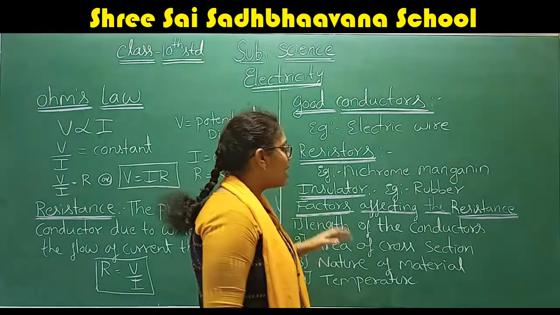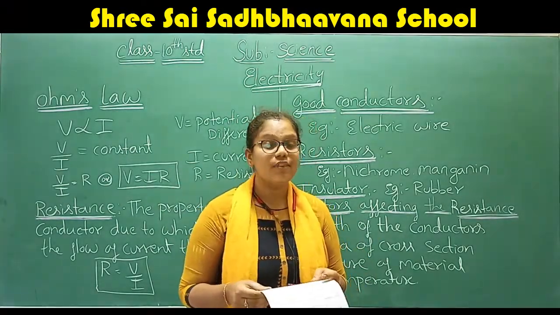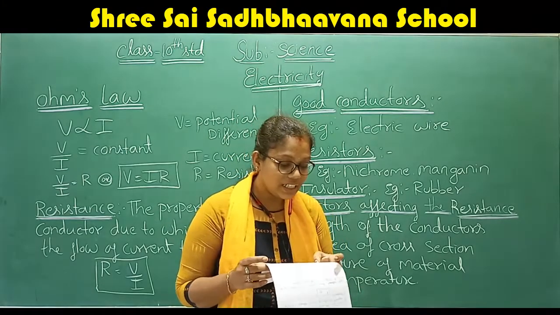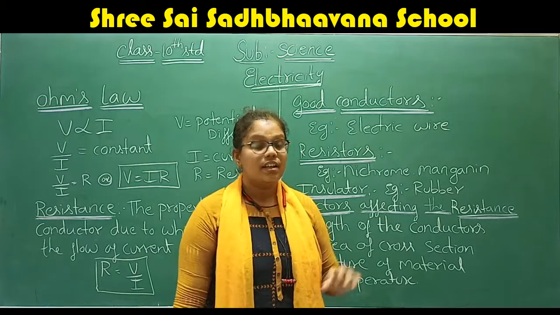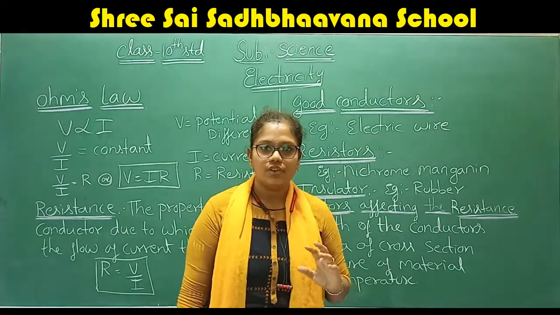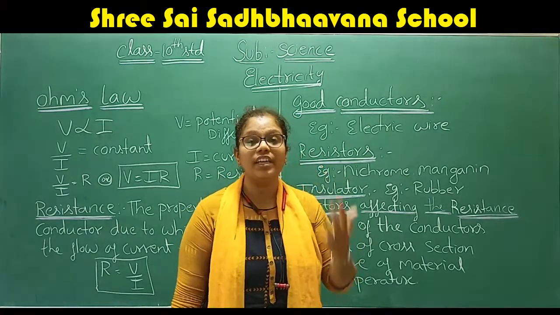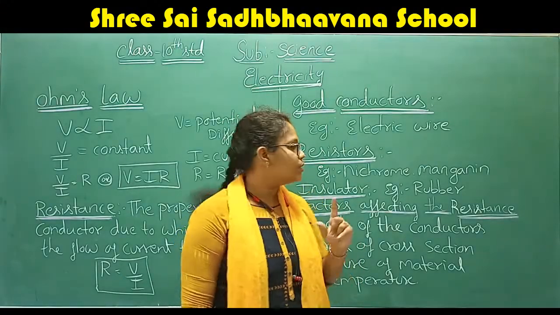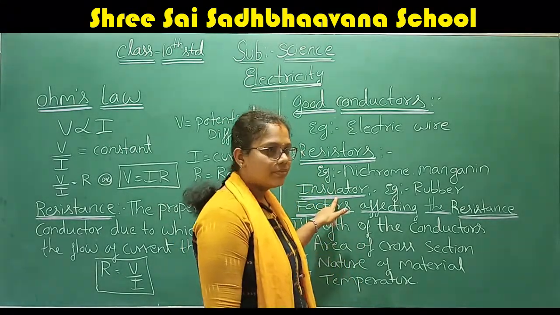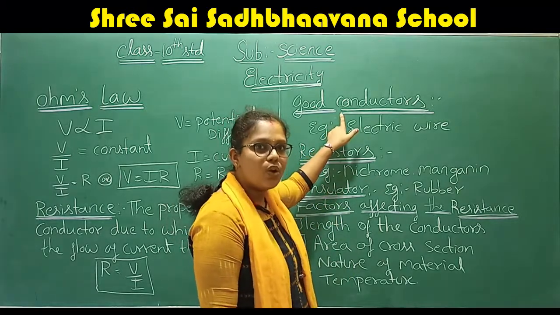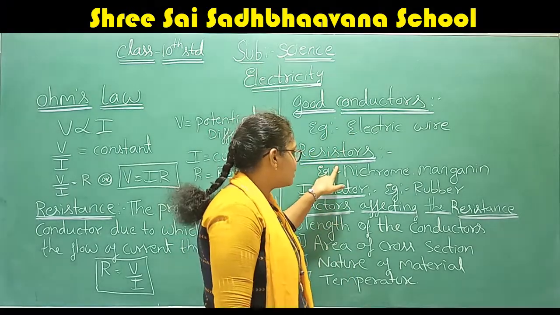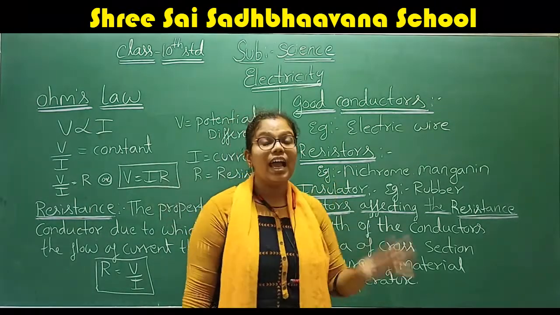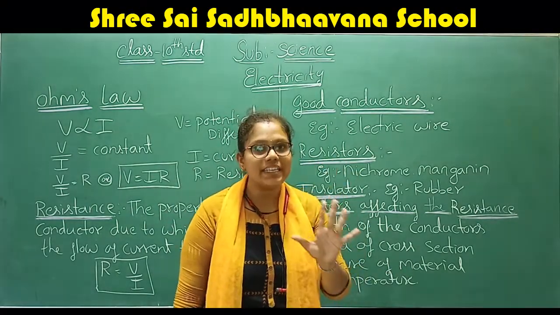The next substances are the insulators. What do insulators mean? Those substances which have infinitely high electrical resistance. You can't imagine that. It has a very high, infinite resistance capacity. That type of substance we call an insulator. Good conductor means low resistance. Resistor means high resistance. But if you see the insulator, infinitely high resistance.